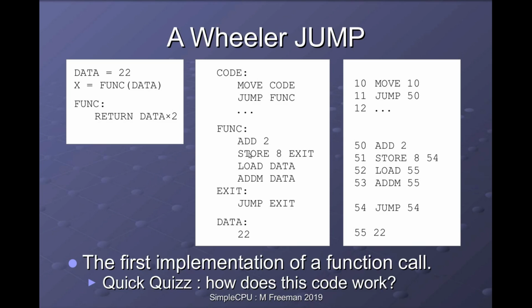Once the function has generated its return address, it then performs its functionality. I load into the accumulator the data specified by the symbolic label data, so address 55 in this example. So I load the value 22 into the accumulator. Then I add to that the data stored at address 55. Again, just 22 plus 22, so multiplication through repeated addition. I finish my function by jumping back to the main program, returning the result in the accumulator to be processed by later instructions. So that is an example of a Wheeler jump using self-modifying code to perform function calls.